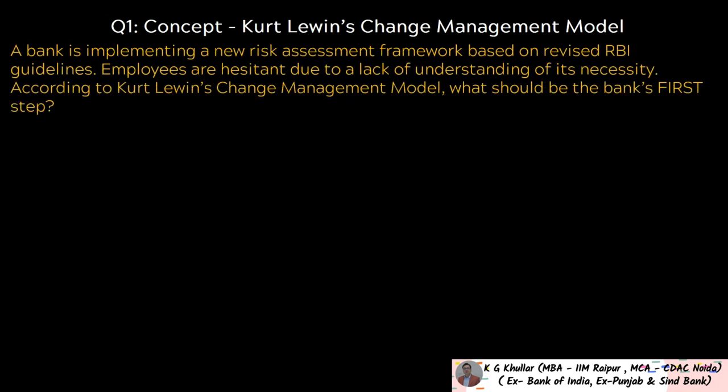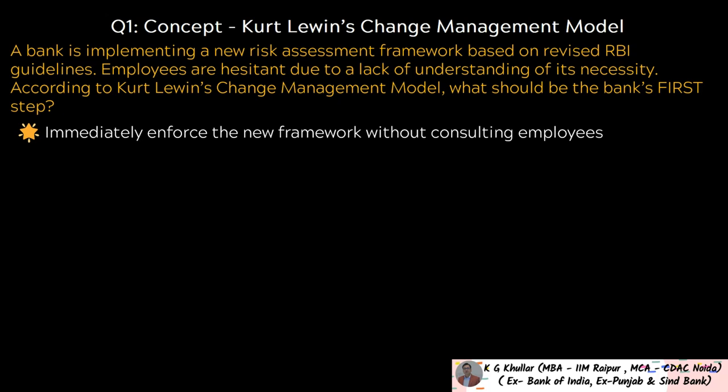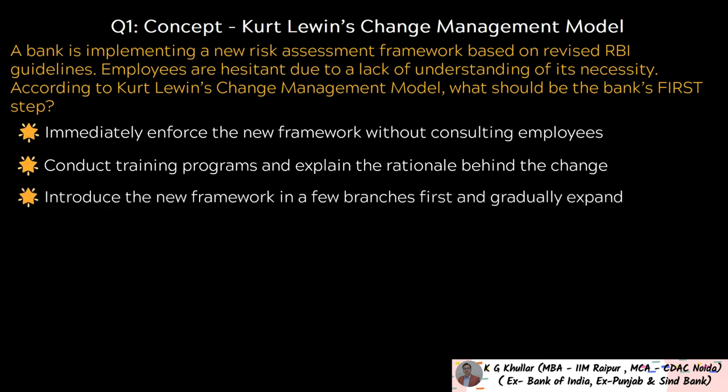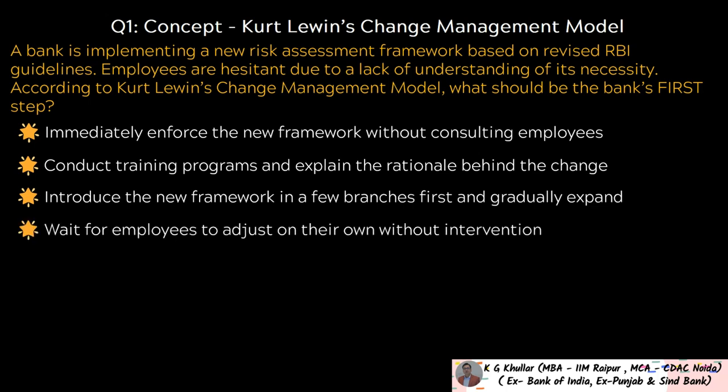A bank is implementing a new risk assessment framework based on revised RBI guidelines. Employees are hesitant due to lack of understanding of its necessity. According to Lewin's change management model, what should be the bank's first step? And these options are given to you. First option is immediately enforce the new framework without consulting employees. Then the second option is conduct training programs and explain the rationale behind the change. Then the third option is introduce the new framework in a few branches first and gradually expand. And the last option D is wait for the employees to adjust on their own without intervention.